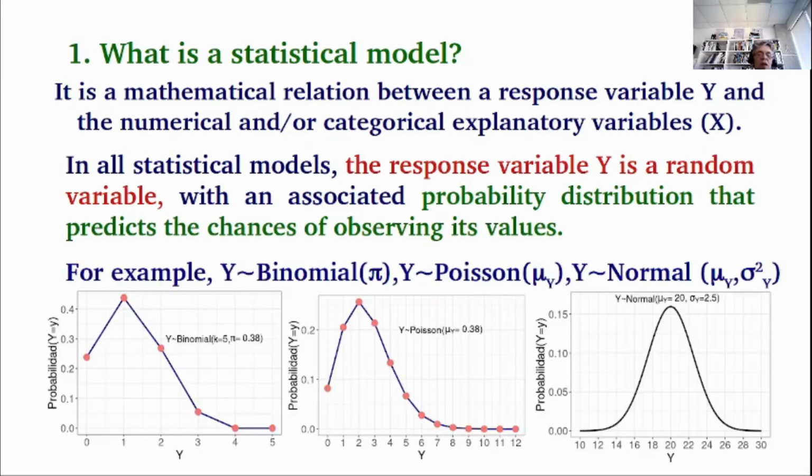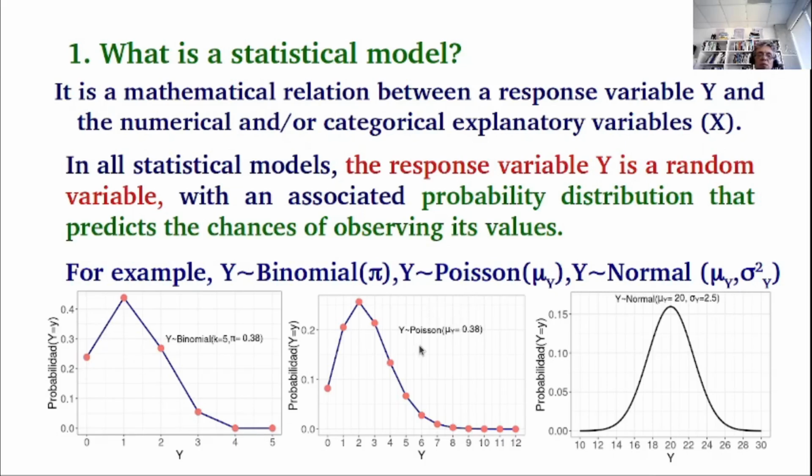Examples include, on the left, the binomial distribution, where these are counts modeled with a binomial distribution with a parameter p, the probability of success, in this case 0.38, and 5 observed events. This is the probability of observing 0, 1, 2, 3, 4, and 5.